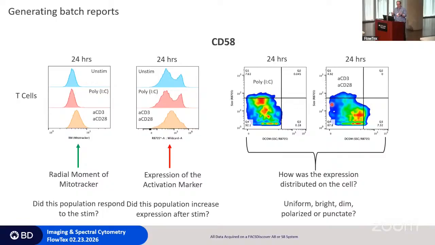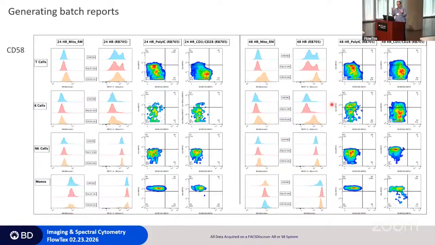I did one of these for every cell type, which was kind of insane, and every condition. So this was 1 page of craziness for CD58. I've got T cells, B cells, NK cells, monocytes, and then 24 hours and 48 hours. That was a lot, but I only had 30 to go through. So I was quickly able to scan through 30 and be like, oh, this one's good, this one's good. It really gave you a quick way to see how much activation I was getting, how much increase in activation marker expression I was getting, and what the morphological, spatial distribution of that expression was.